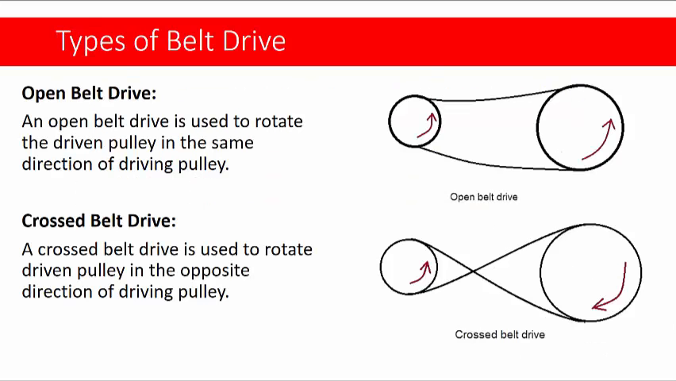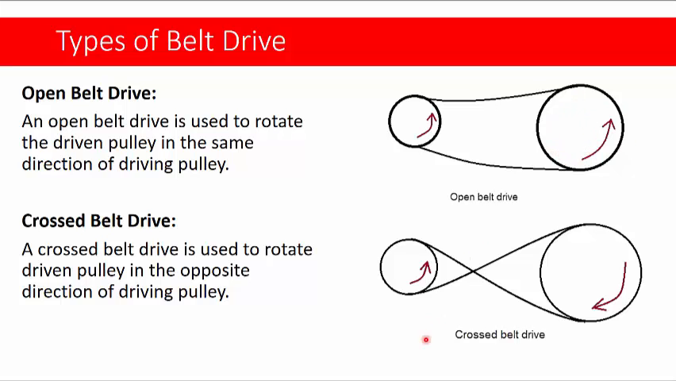Types of belt drive. There are two types of belt drive, open belt drive and cross belt drive. In open belt drive, it is used to rotate the driven pulley in the same direction as driving pulley. As you can see in the figure, both driven pulley and driving pulley are rotating in counterclockwise direction.